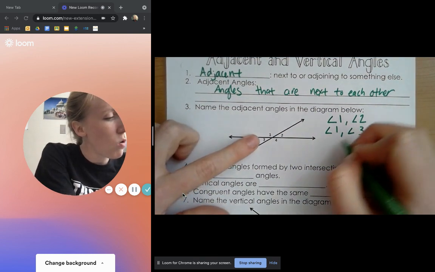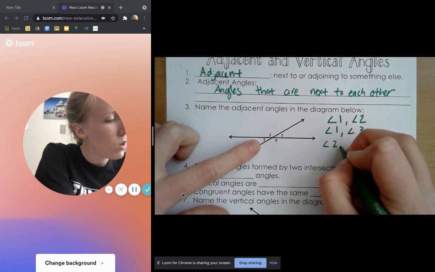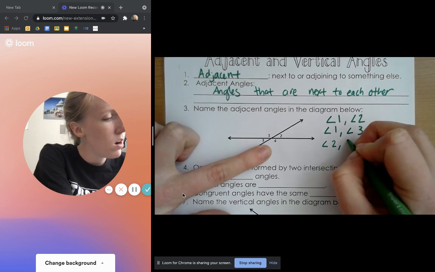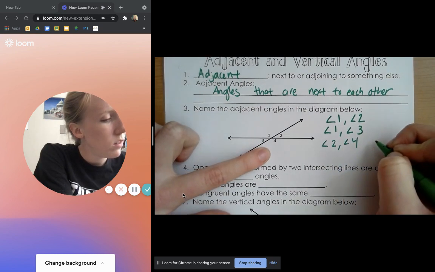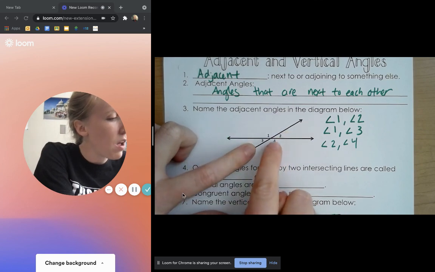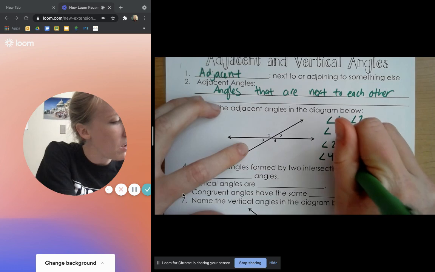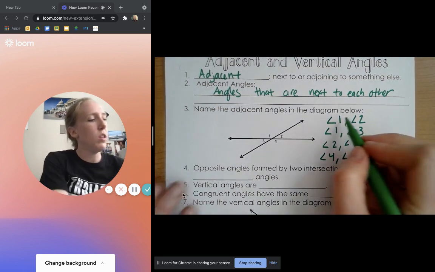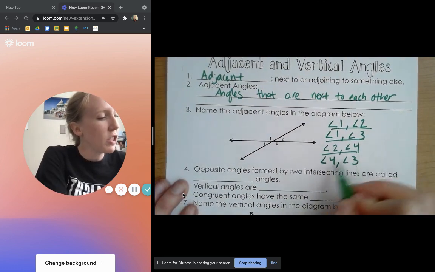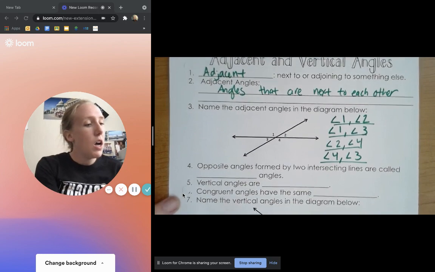There's also angle 2 and angle 4. So 1 to 2, 2 to 4, we got that. 4 to 3, let's do 4 to 3. Angle 4 and angle 3. So those are all of the adjacent pairs of angles. Okay, so adjacent, right next to each other.